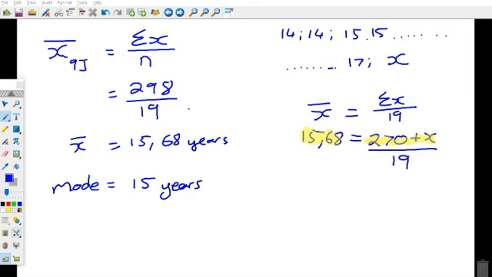Is that what the calculator says? Okay, then I am, if that's what the calculator says. I put my real age. So let's work that out. How are we going to solve this? This is now solve for x. 15.68 multiplied by 19, and then we're going to subtract 270. What do you get? X is equal to?